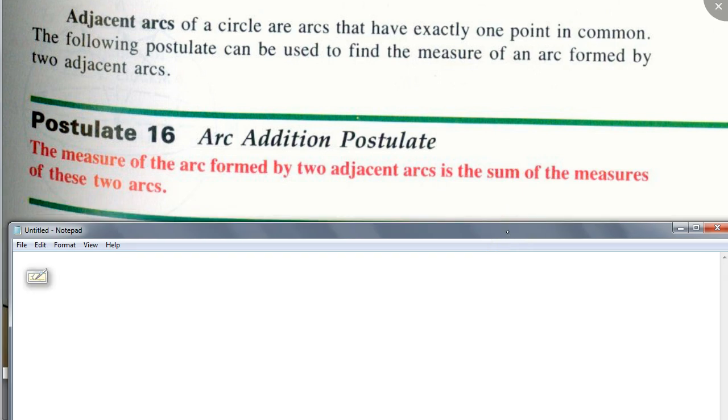So here we go. It says the measure of the arc formed by two adjacent arcs is the sum of the measure of these two arcs. And when we say adjacent arc, we could assume as a definition that they're within the same circle. Does that make sense? Pretty straightforward. We'll do some examples, but I think you understand. Very similar idea as segment addition postulate or angle addition postulate. We're just doing the same thing with arcs.